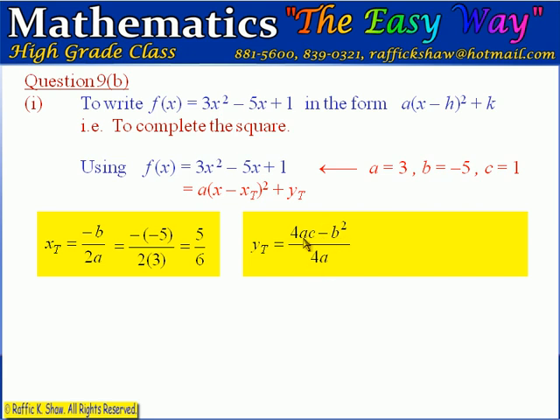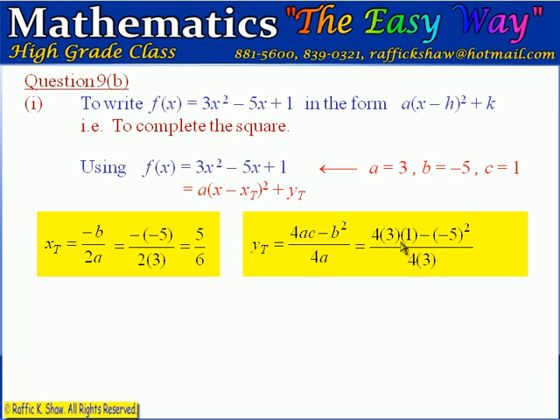Then if we put the values for a, b, and c in this calculation for yt, it works out to be 4ac, where a is 3 and c is 1. So 4ac here is 4 times 3 times 1, minus b squared. This minus is not squaring, but we are squaring b, which is negative 5. So remember, this minus is not squaring, but we are squaring the negative inside the bracket here. And we are dividing by 4a, 4 times 3.